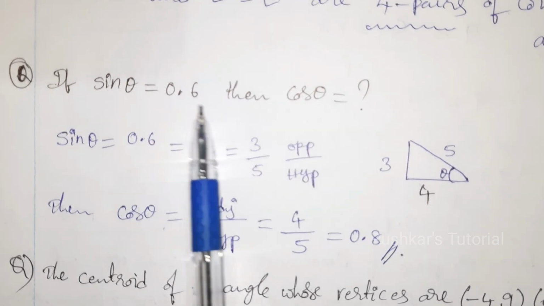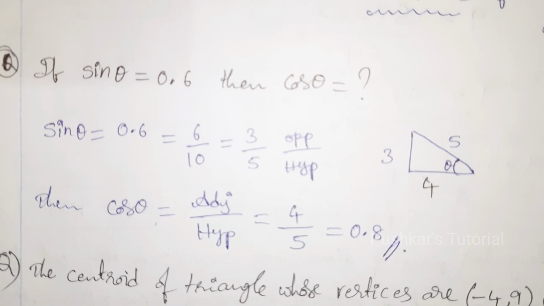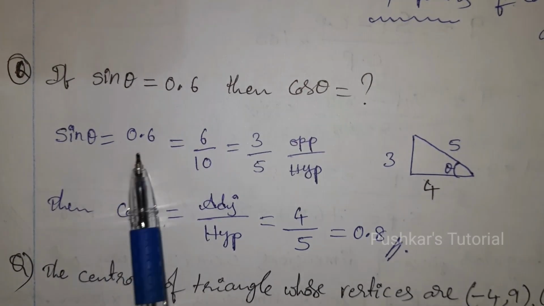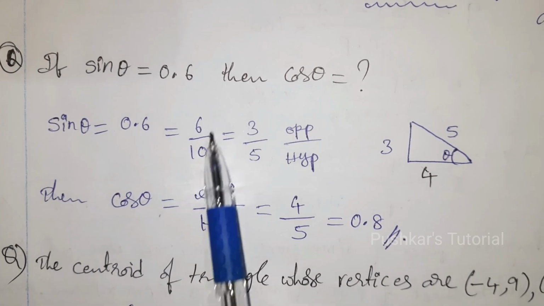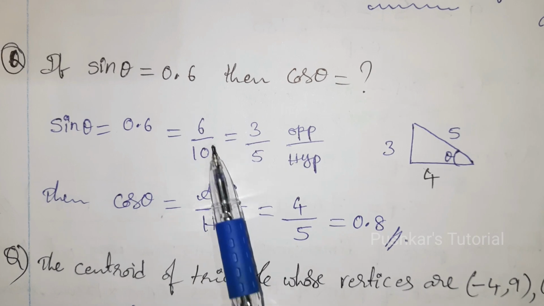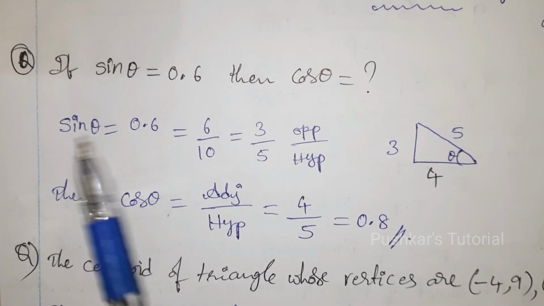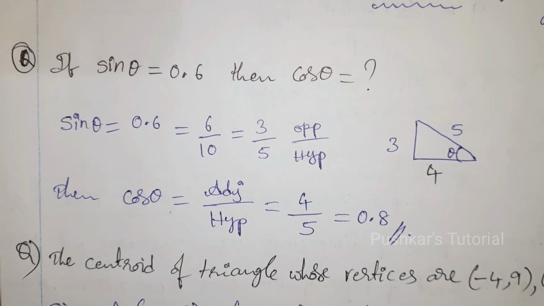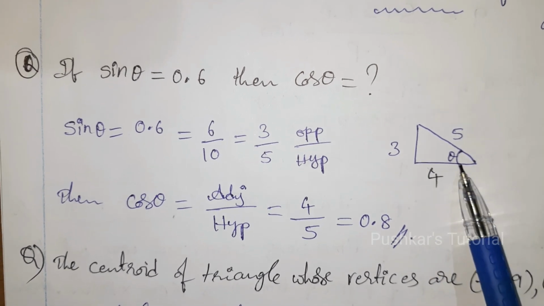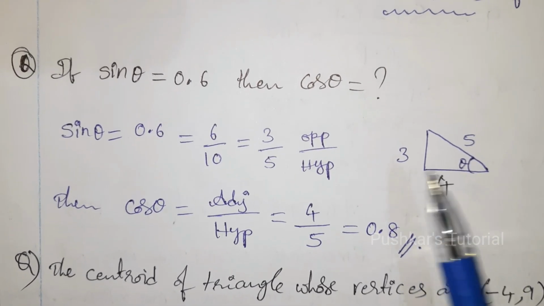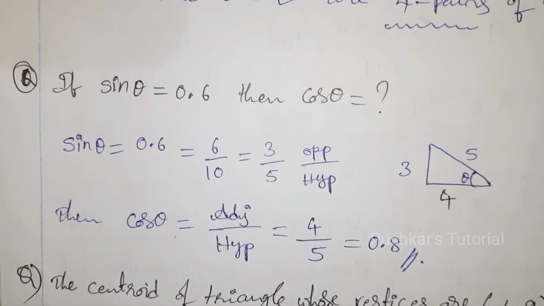If sin theta is equal to 0.6, then cos theta is equal to. So sin theta is equal to 0.6, so 6 by 10. Cancelling, 2 threes are 6, 2 fives are 10. So sin means what? Opposite by hypotenuse. So in the triangle, suppose here at the angle, opposite is 3, hypotenuse is 5.